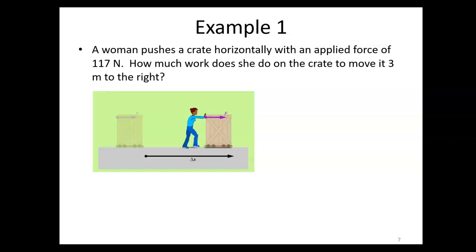So if we put numbers to this, let's say that she pushes a crate with an applied force of 117 newtons. How much work does she do to move it 3 meters to the right? Well, we would take the force that she's applied. She is outside our system. She's from a different system. She applies a force of 117 newtons. We multiply that by the 3 meters that the crate moved, and we could say that she has done 351 joules of work on the crate. In other words, she transferred 351 joules of energy into the system of the crate.